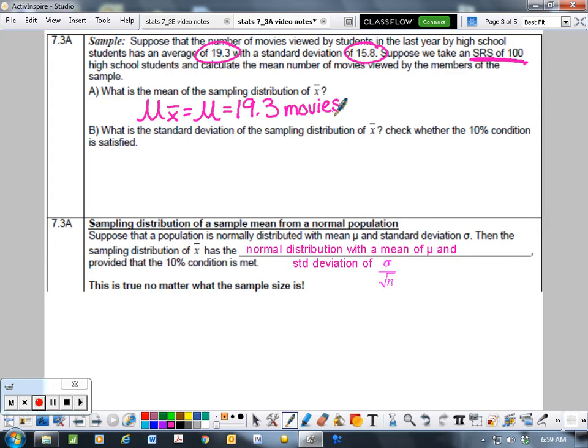What is the standard deviation of the sampling distribution? Check whether the 10% condition is satisfied. So we probably didn't choose with replacement. To check our 10% condition, is it reasonable to assume that there are more than 10 times our sample size? 10 times 100 is 1,000. It's reasonable to assume that there are more than 1,000 high school students. Yeah, there are more than 1,000 high school students at this high school.